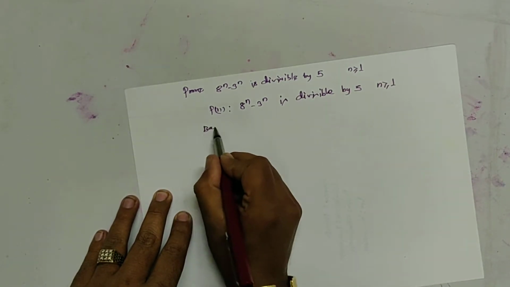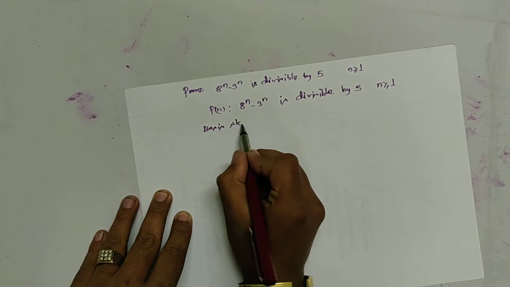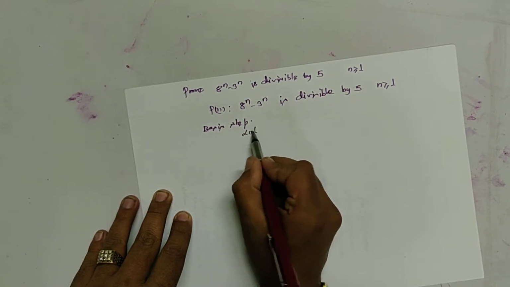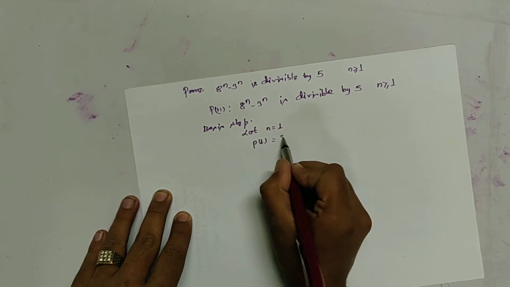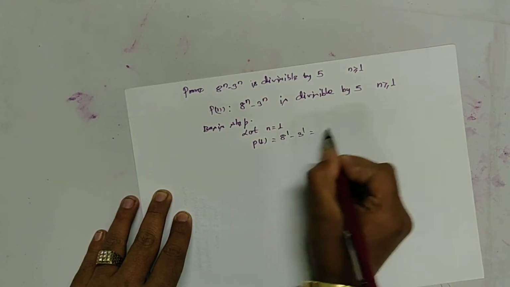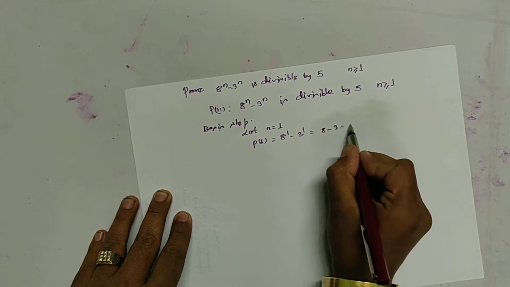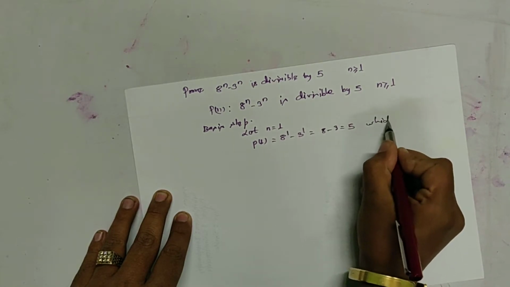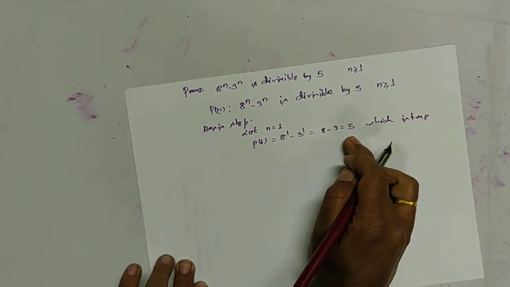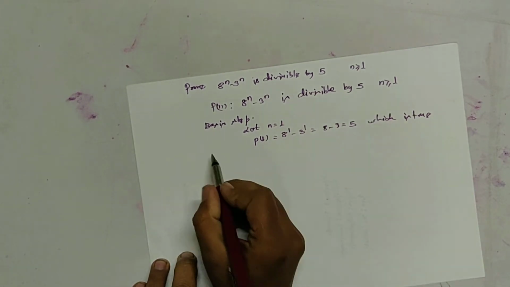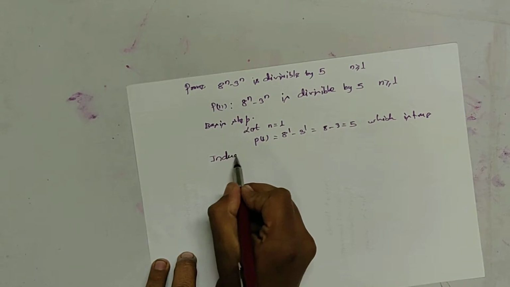It's the basis step. Let us consider n equals 1. So P1 is equal to 8 power 1 minus 3 power 1, which is 8 minus 3, which is 5. So it is true, as 5 is exactly divisible by 5. Now let us move to the inductive step.